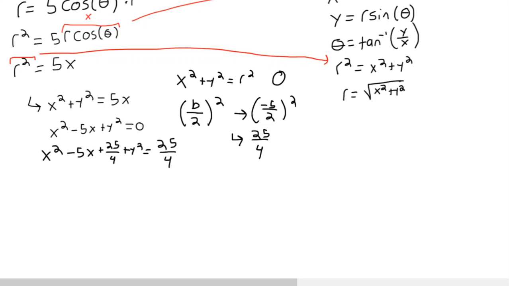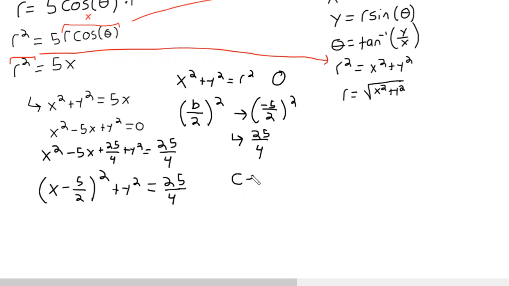So now I want to take that x portion, the x squared minus 5x plus 25 fourths, and factor this. If you play around with this, you're going to find out that it factors, not foils, factors into x minus 5 halves squared. That y squared stays there. Plus y squared is equal to 25 fourths. And we're done. This is a circle where I can identify the center and the radius.